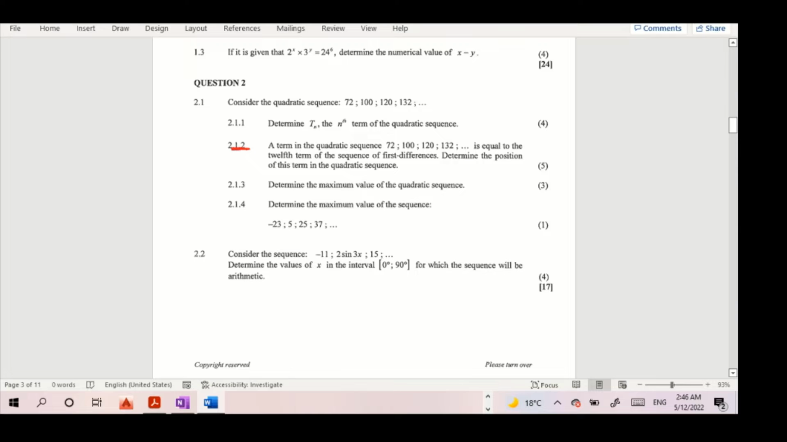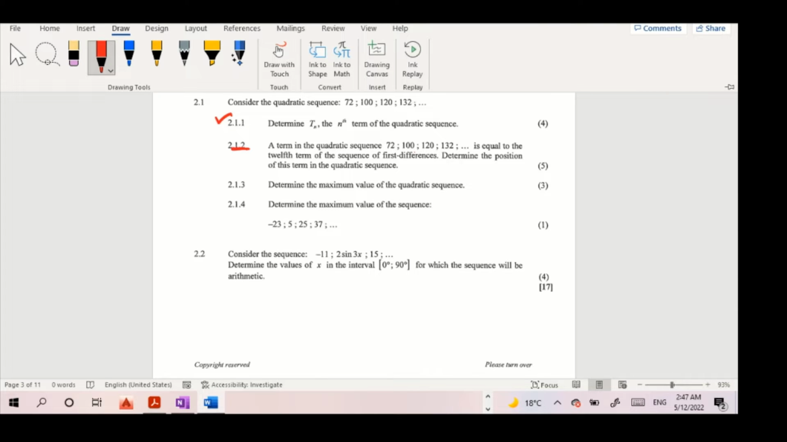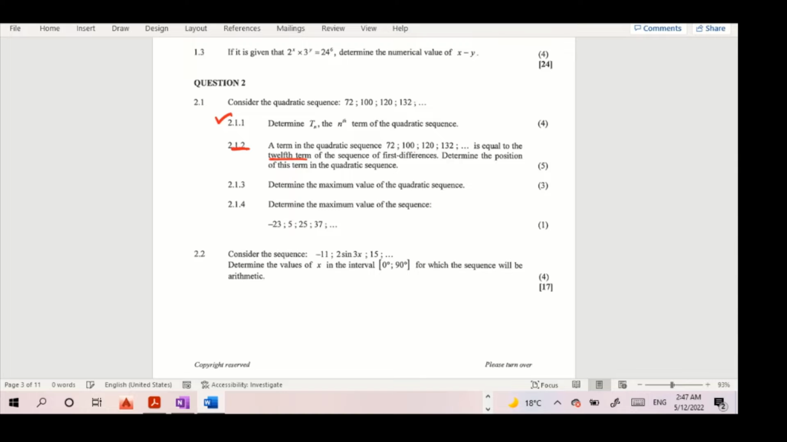So 2.1.2 says that a term in the quadratic sequence that we are given is equal to the 12th term of the first difference. The first difference of your quadratic is an arithmetic sequence. You don't need to memorize that; just like when you differentiate a quadratic, you get a straight line. So it's an arithmetic sequence, and then we determine the position of this term in the quadratic.